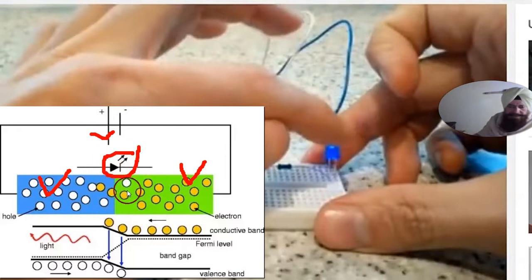Then the holes and electrons diffuse, neutralize, and photons are emitted out. Similarly, the same can be explained like this. There are electrons in the conduction band and holes in the valence band. When an electron jumps from the conduction band to the valence band, they neutralize each other, and a photon of light is emitted out.